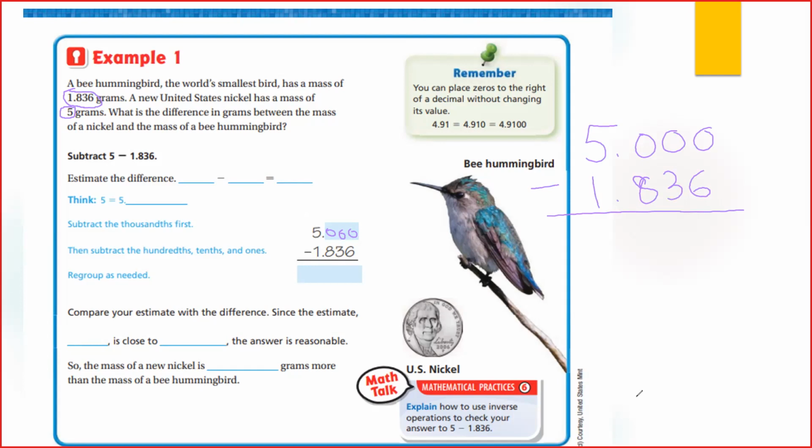Then now, as I told you, I cannot take from here. So if you have these zeros, remember this rule. Take 1 from the 5 to become 4. Then make this 0, 9, 9, 10. Okay?